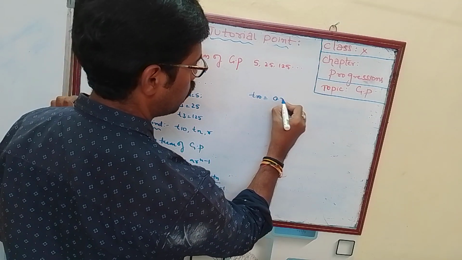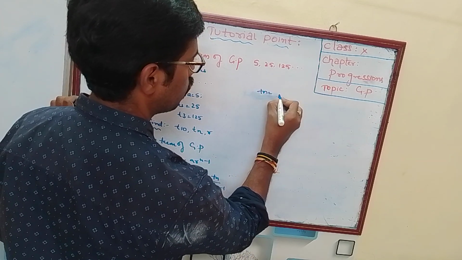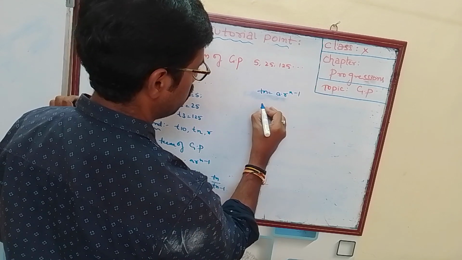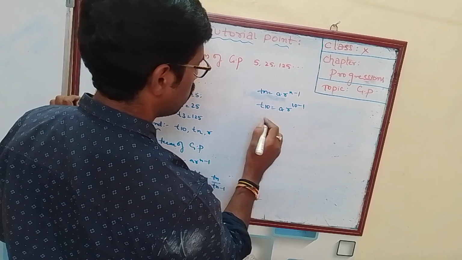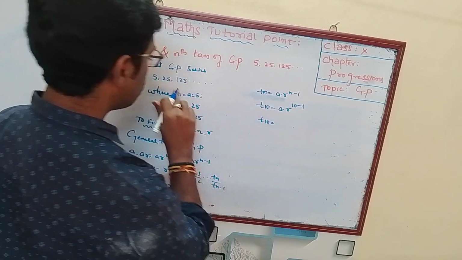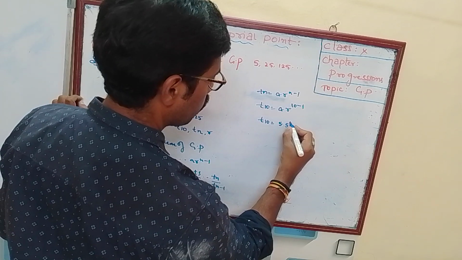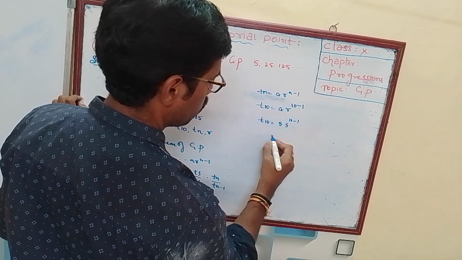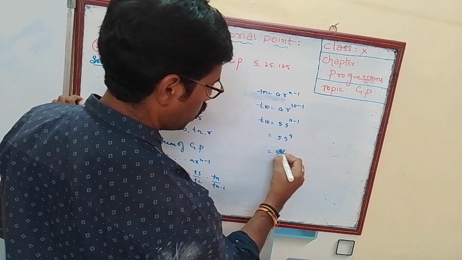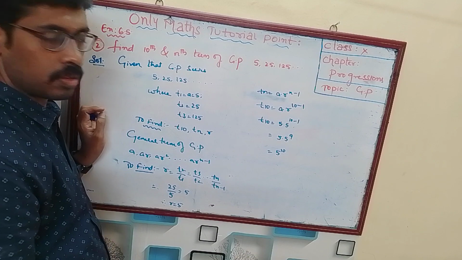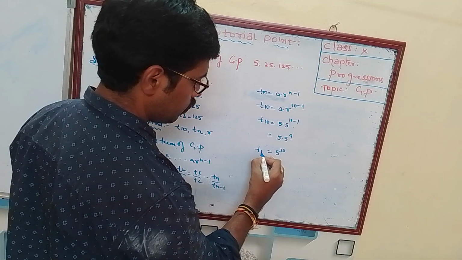The formula for the nth term is Tn equals A into R power n minus 1. So T10 equals A into R power 10 minus 1. What is the A value? The very first term, 5. The R value we got is 5, and 10 minus 1 is 9. That equals 5 into 5 power 9, which equals 5 power 10. The bases are the same, so the powers are added. So T10 is 5 power 10.